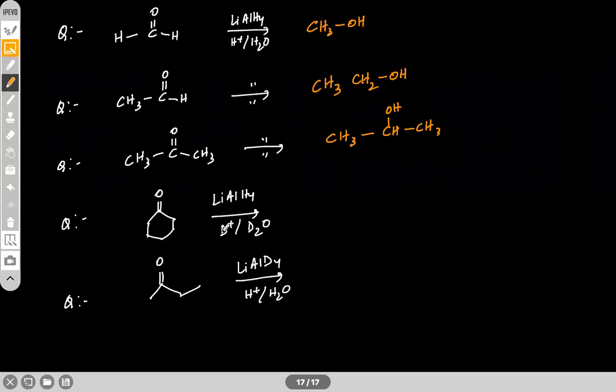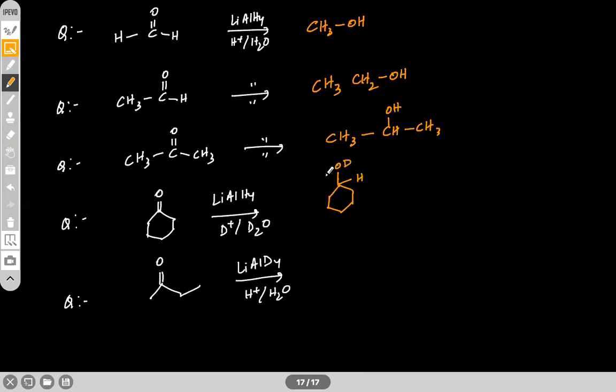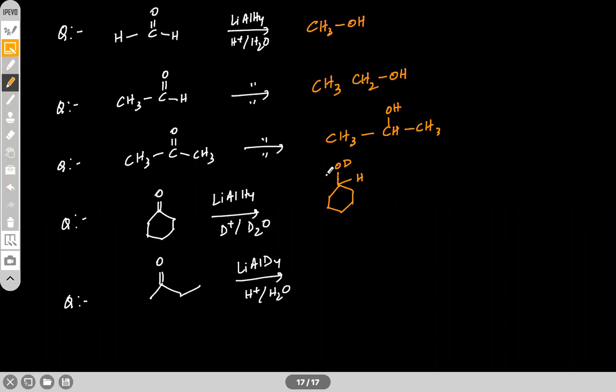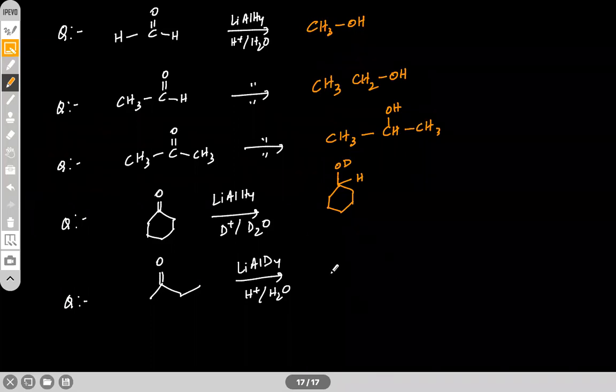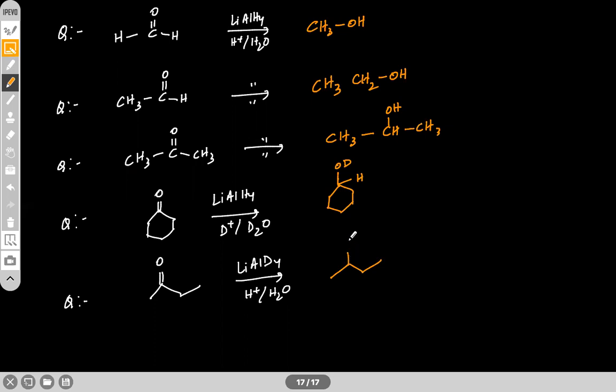But now here, we have D plus D2O and H plus. We know the hydrogen attached to the carbon atom comes from the reducing agent LiAlH4. So here we have this hydrogen, but we have OD instead of OH. Correct? In this case, what happens here? We have OH from the solvent, and instead of hydrogen, we have D. Is it clear? Yes, sir. This is the product of this reaction. Okay, this one you try.